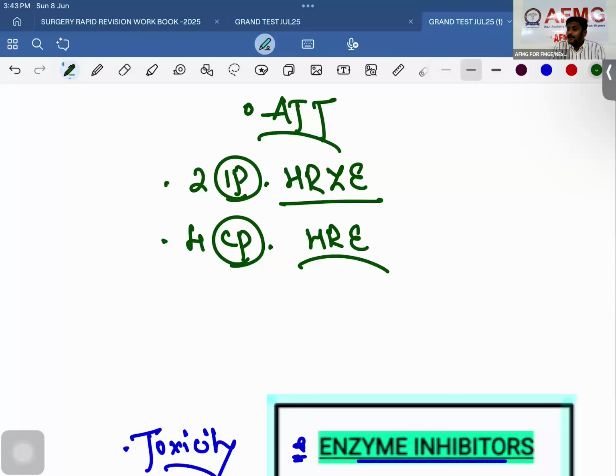Next, red-green color blindness is seen due to which drug? Ethambutol, beta. Red-green color blindness, that is due to optic neuritis that happens due to ethambutol. And lastly, orange staining of secretions. So tears or the urine is stained orange in color, beta, due to the rifampicin intake.